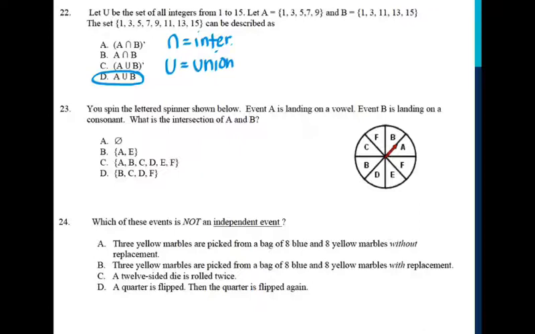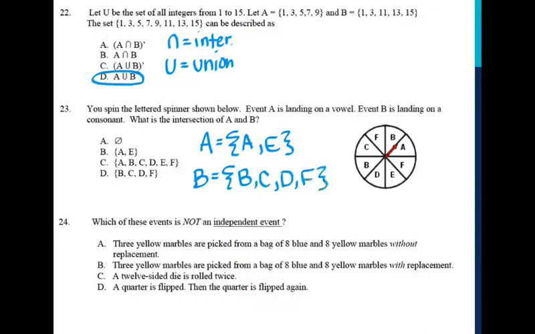23, you spin a lettered spinner shown below. Event A is landing on a vowel. Event B is landing on a consonant. What is the intersection of A and B? So A is going to be the set of vowels, and B is the set of the consonants. So that's B, C, D, and F. And we want to know the intersection of these two. Well, you don't really have a vowel that's a consonant, so that's the empty set, which is letter A.